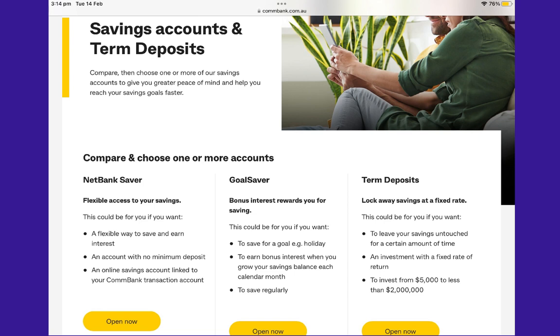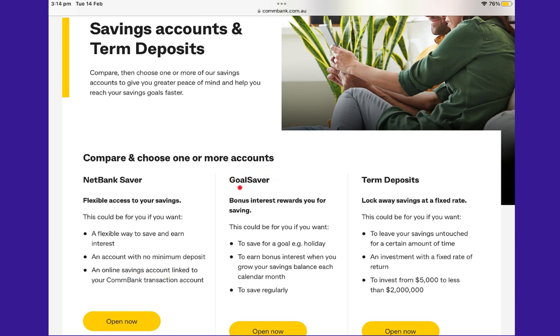So first of all, they've got three options. They've got a net bank saver. So this is a savings account. Gives you flexible access to your savings. So that's one of the features of a savings account. You usually get a savings card. You can go to the ATM and get money out. There's no minimum deposit, so you don't have to have $1,000 before you can open the account. And you usually get an online access account with it. This is the Commonwealth Bank.